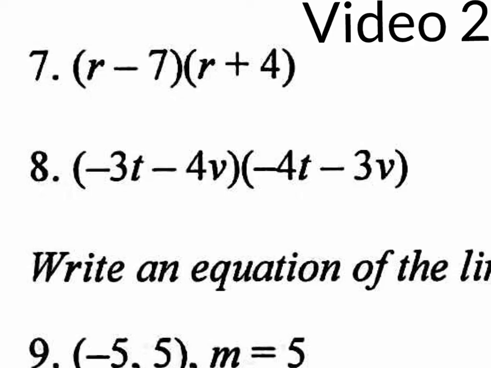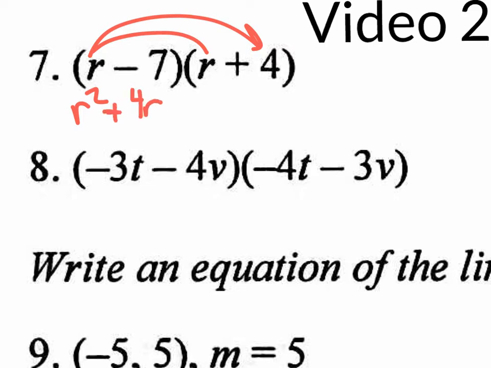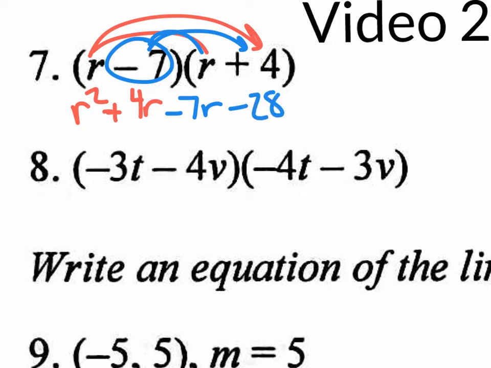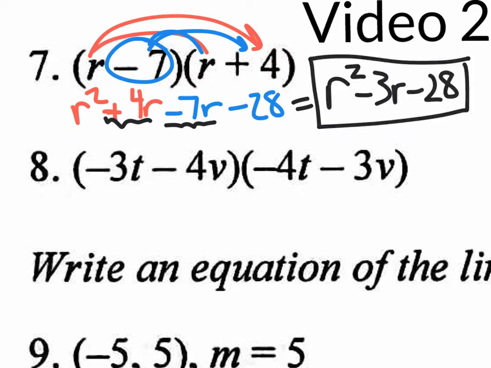Video 2, picking up on number 7 on the practice final. Let's distribute r times r squared, r times 4, that becomes positive 4r. And then let's distribute the minus 7 times r, minus 7r, minus 7 times 4, that's minus 28. The only other thing you could do is combine the 4r with the minus 7r, giving you your final answer over here, r squared minus 3r minus 28.